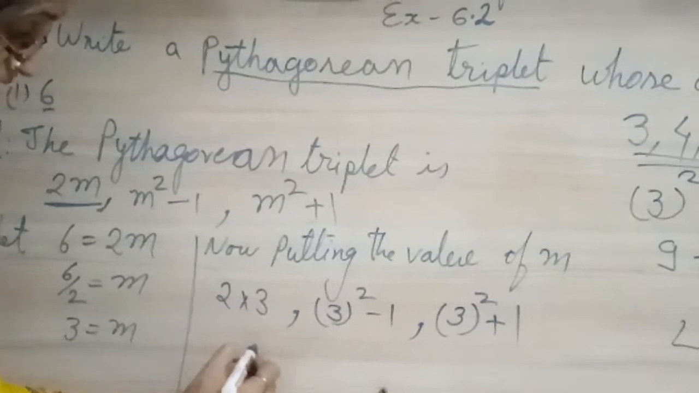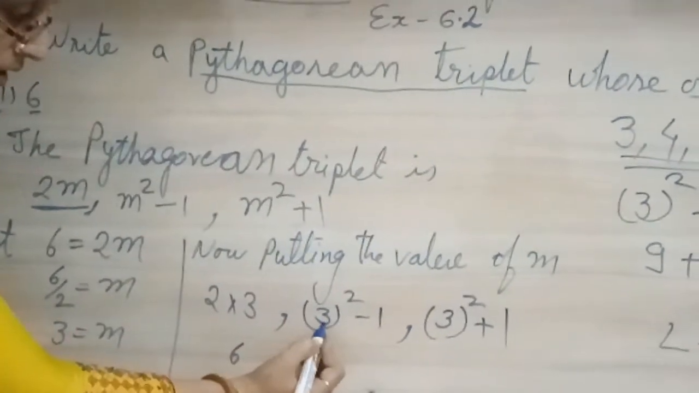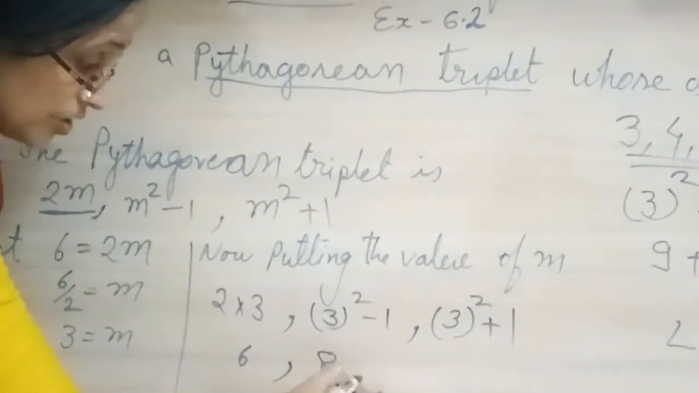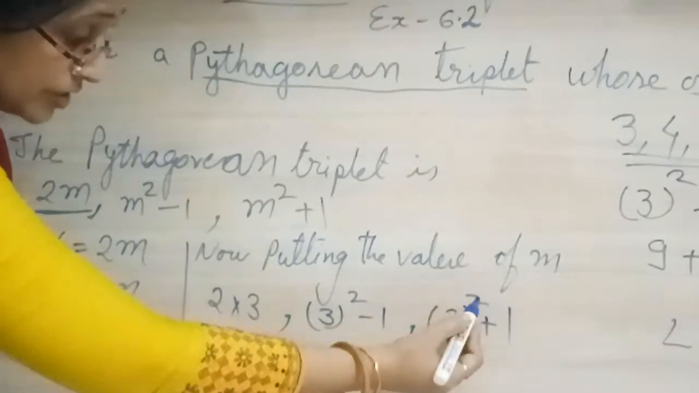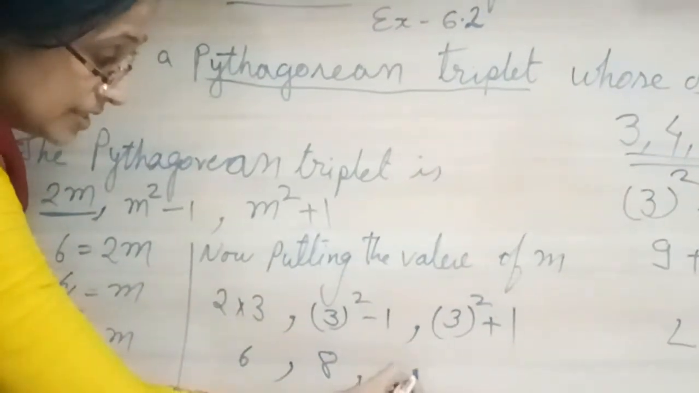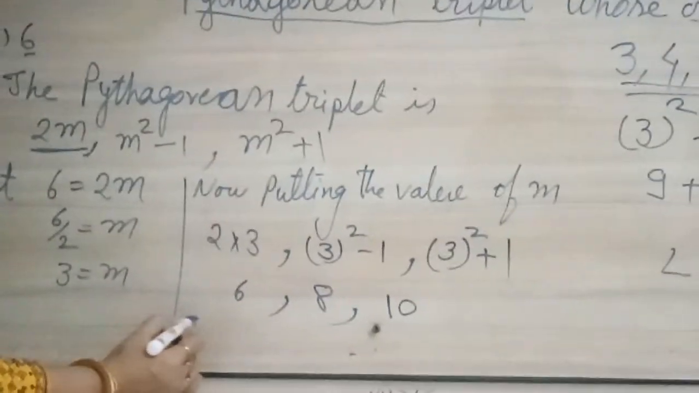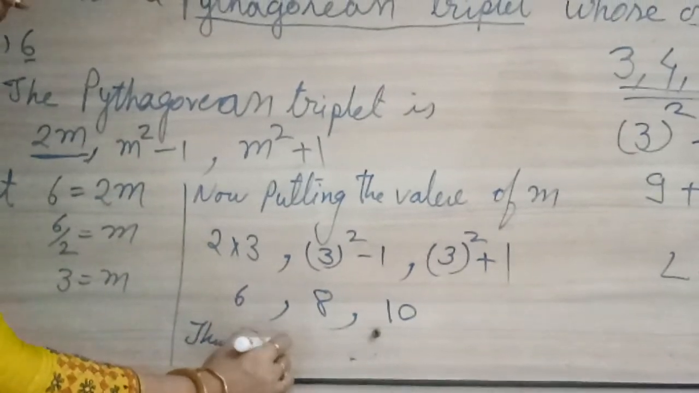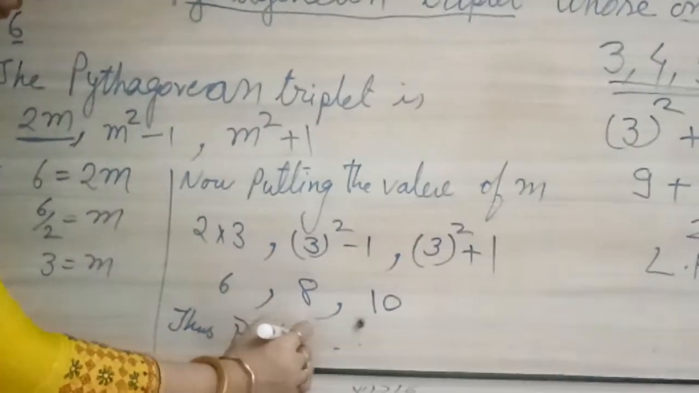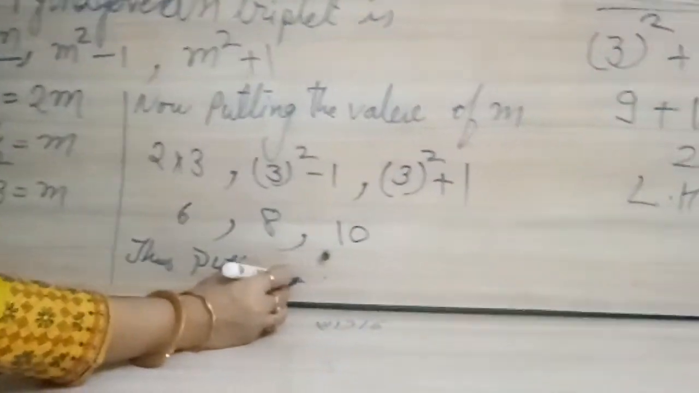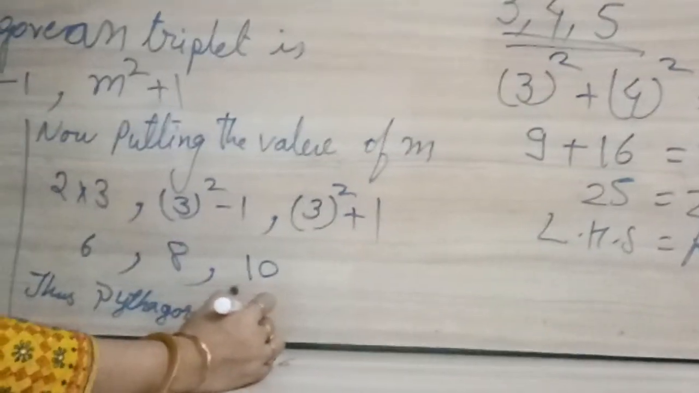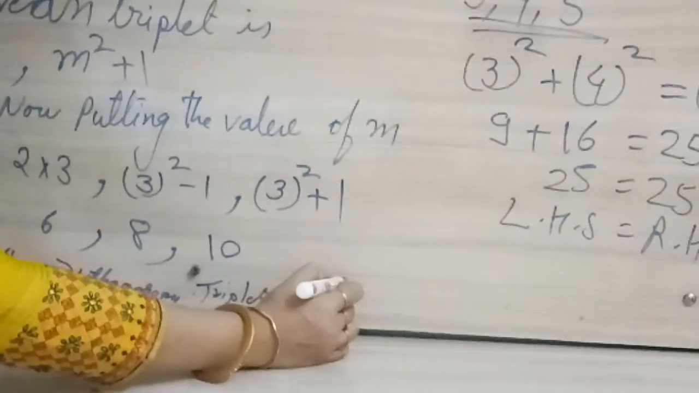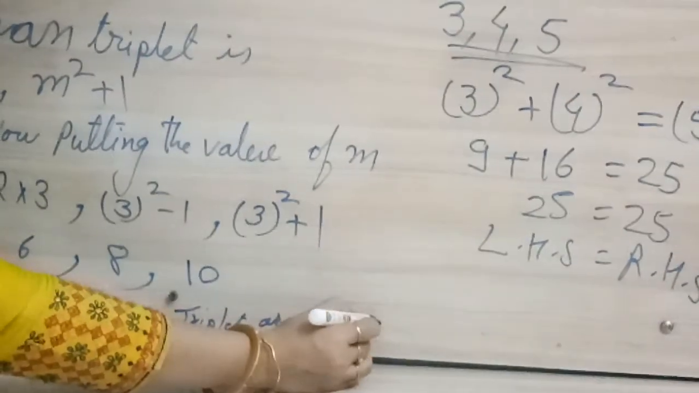हम solve करेंगे तो 2 3s are 6, comma, 3 square is 9 minus 1 it will be 8, comma, 3 square is 9, 9 plus 1 is 10. यहाँ आगे we can write the last line. Thus Pythagorean triplets are 6, 8, 10.